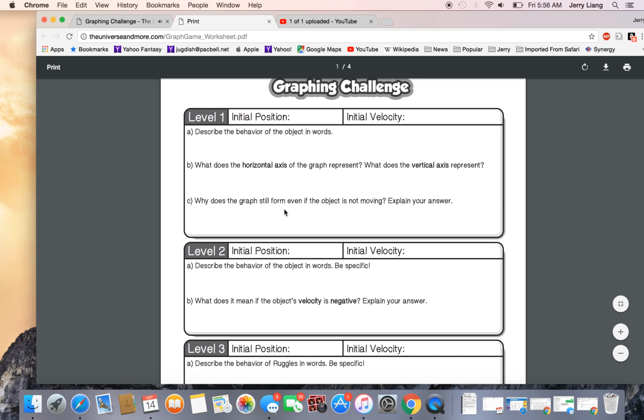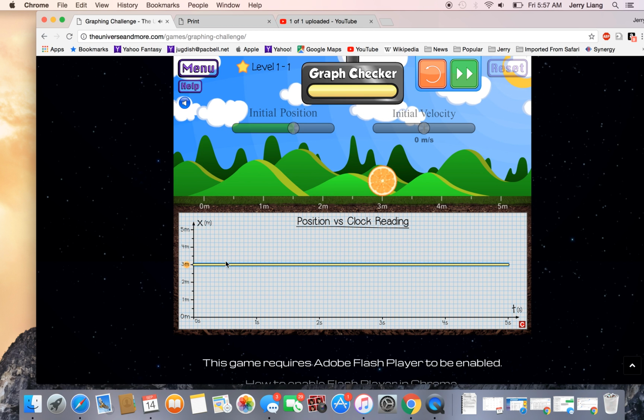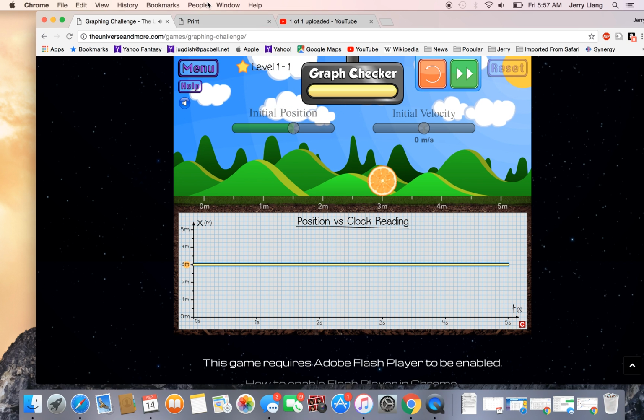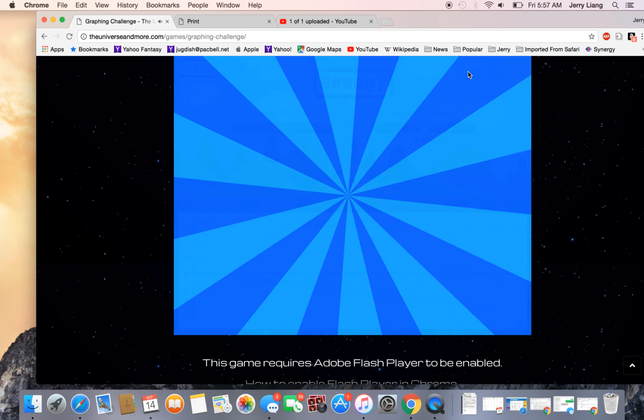And why does this graph still form even if the object is not moving? Well, we still get a graph, a straight line right here, because it has a position, it has a time, and at that time, at 1 second, 2 seconds, 3 seconds, 4 seconds, it stayed at 3 meters, so hence it still generates a graph, no matter if it's moving or not. But how about for the next one?